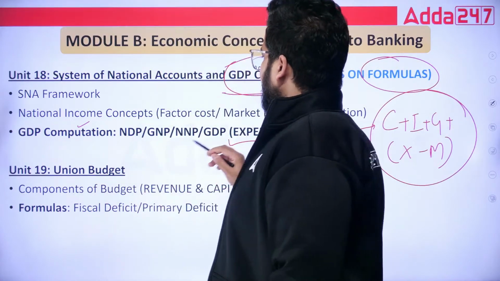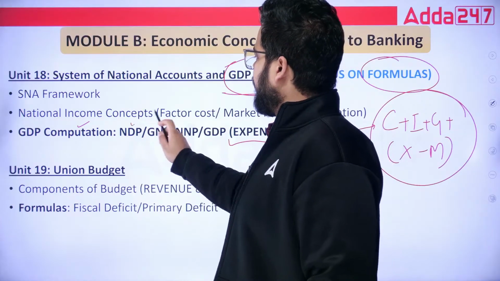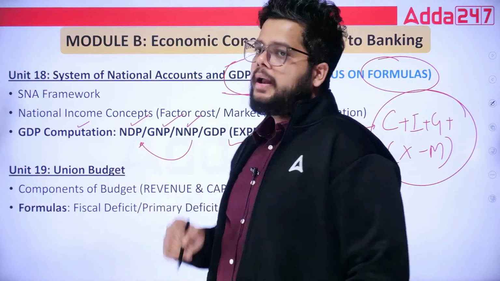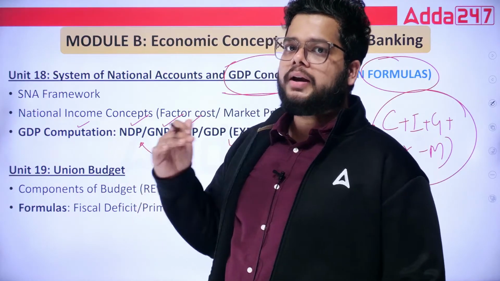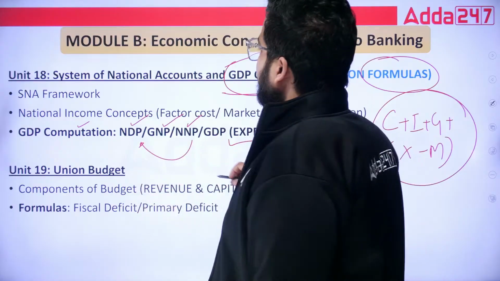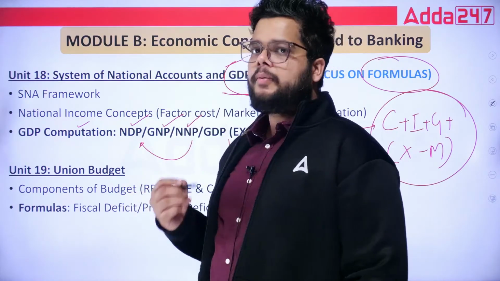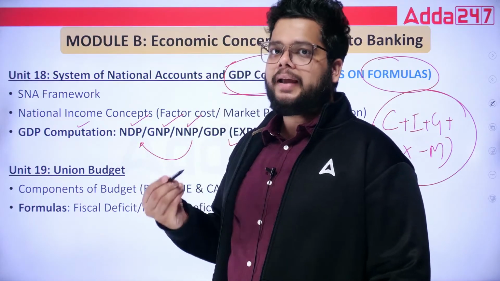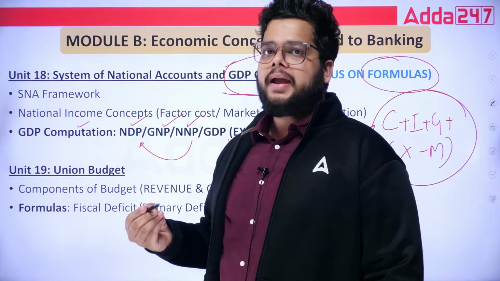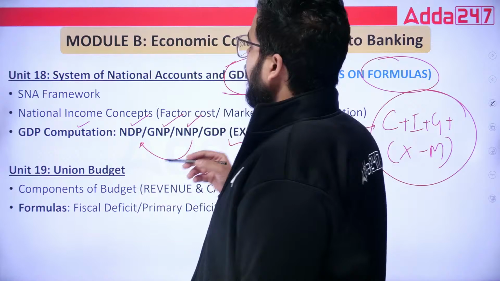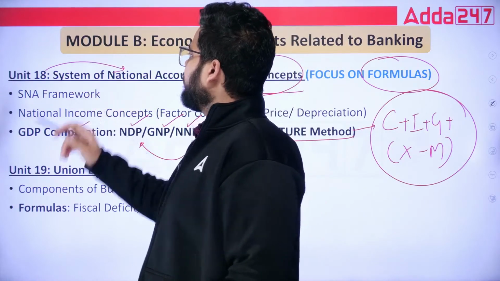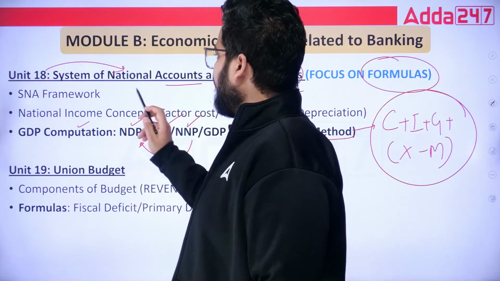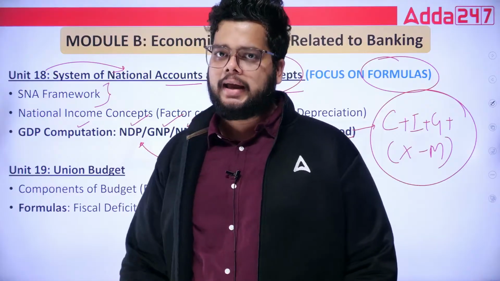Then we have, apart from this, the computation of net domestic product, the GNP, the NNP, how they are related, whether depreciation is applied while calculating GNP or NNP. Then we have the national income concepts, where we will be discussing what is the income at factor cost, what is the basic price, and what is the final price which we call the market price. Also, this chapter has the introductory part, which is SNA, System of National Accounts. This SNA framework is very important to understand in this attempt.